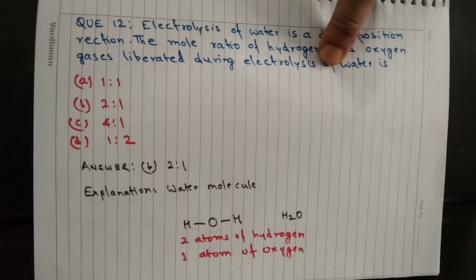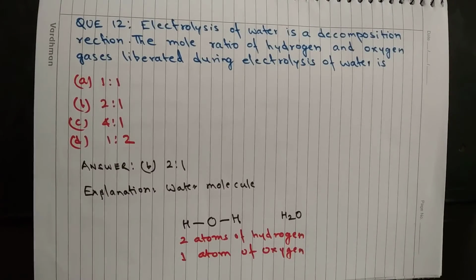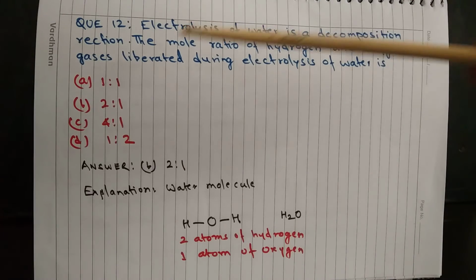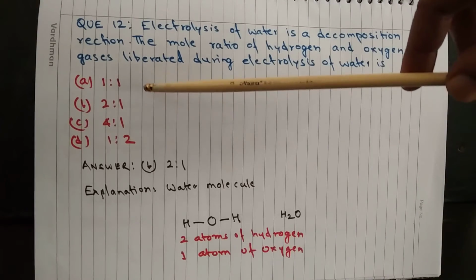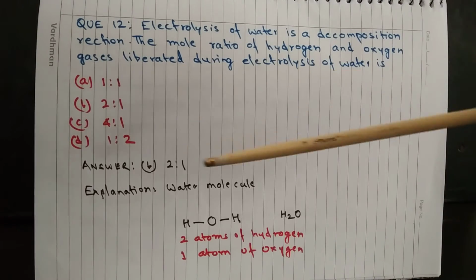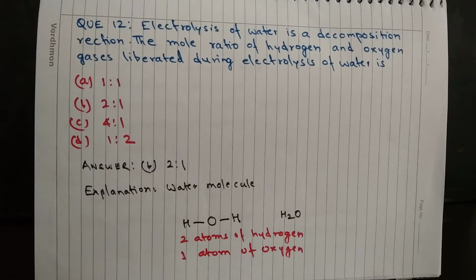Question 12. Electrolysis of water is a decomposition reaction. The mole ratio of hydrogen and oxygen gases liberated during electrolysis of water is A 1:1, B 2:1, C 4:1, and D 1:2. The answer is B 2:1.